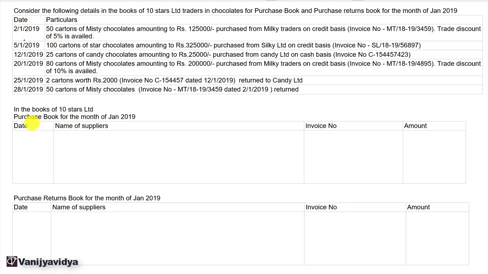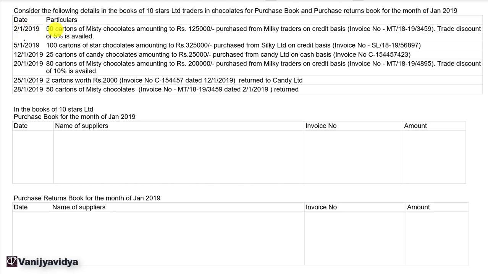Then here we have prepared the format of purchase book for the month of Jan 2019. We have date, name of supplier, invoice number, amount. Similarly, purchase return book for the month of Jan 2019: date, name of supplier, invoice number and amount. Now, let's see all the transactions one by one.